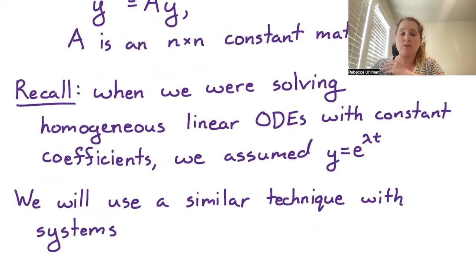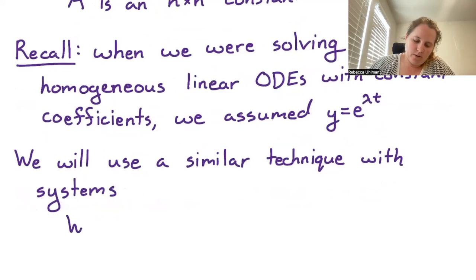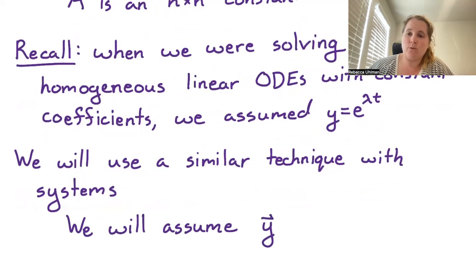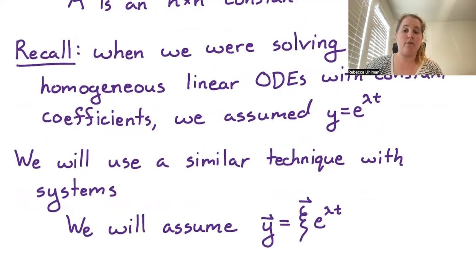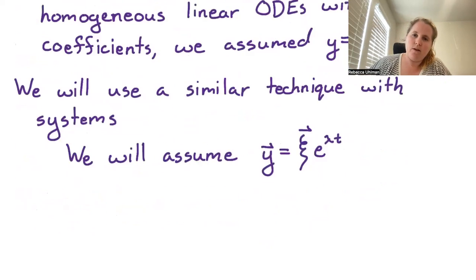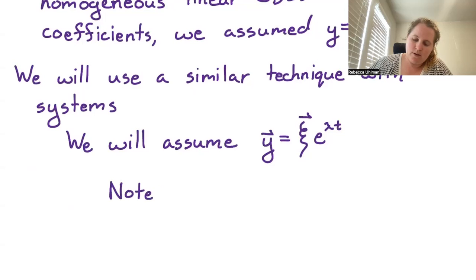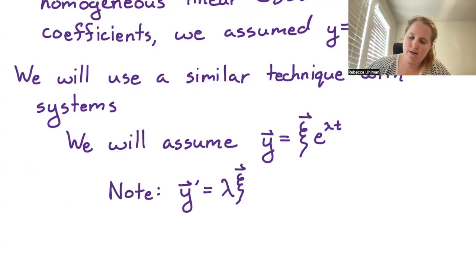Since each solution to our system is itself a vector with n functions, we can't just assume our solution is y equals e to the lambda t. We need a vector itself. So we will assume that the solution vector y is equal to some vector psi times e to the lambda t. I'm using the Greek letter psi. You can use whatever symbol you want for that vector.